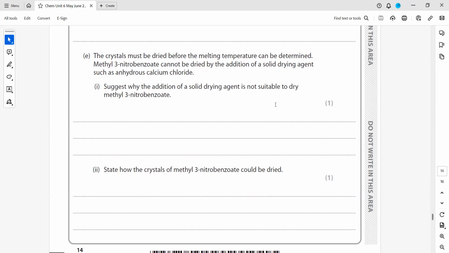Because if we add, for example, this is already a solid, I want to dry a solid. So if I add any drying agent which is in a solid state, it will be difficult to separate the drying agent from the mixture, because we are just mixing two solids. So why is addition of a solid drying agent not suitable? Because both are solid, so it will be difficult to separate them.